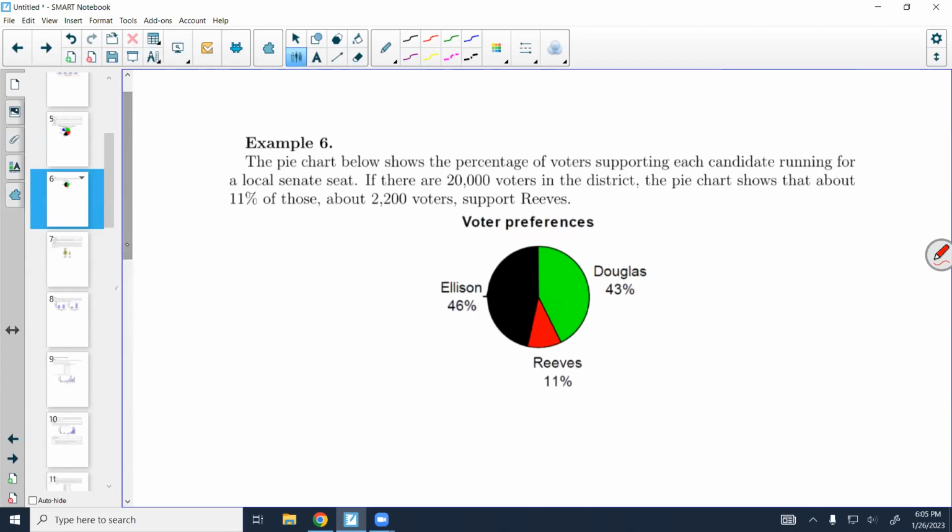So again, another pie chart. Pie chart below shows the percentage of voters supporting each candidate running for a local seat.